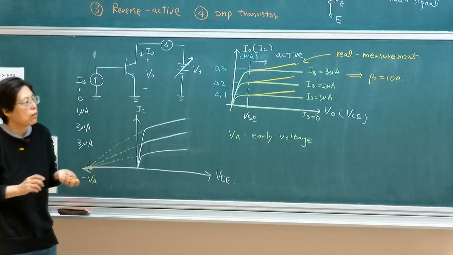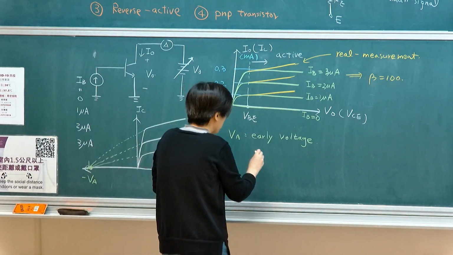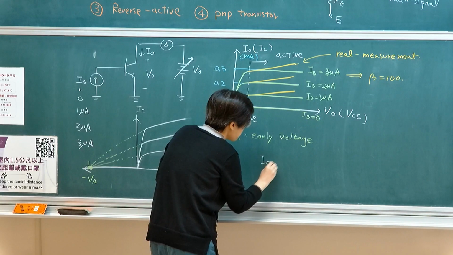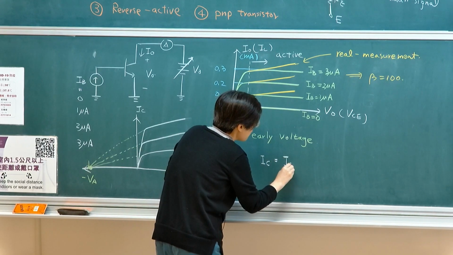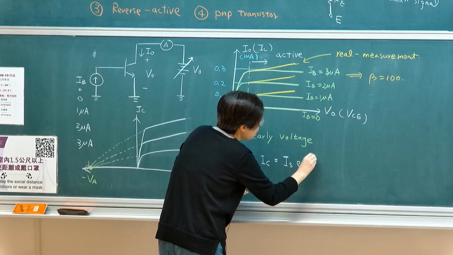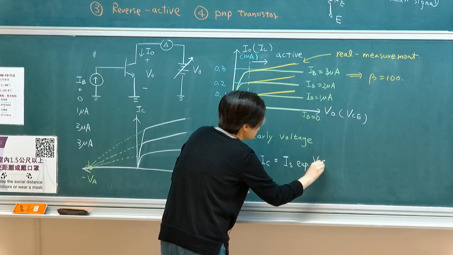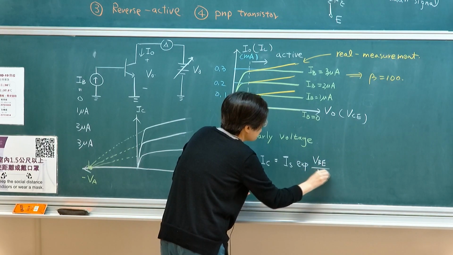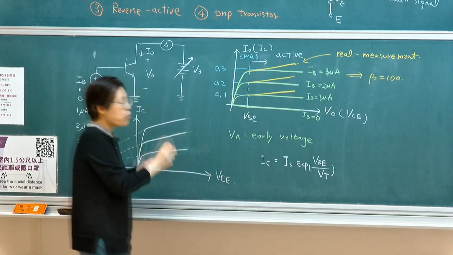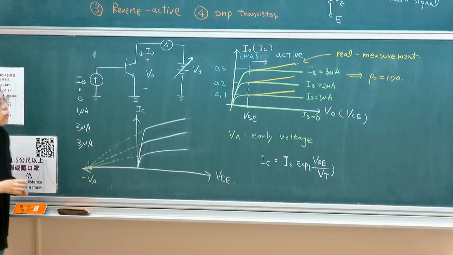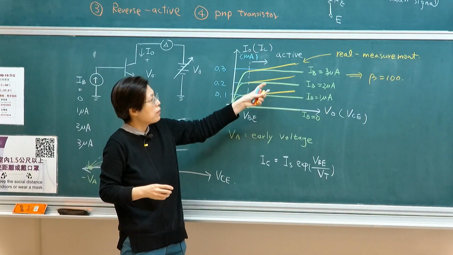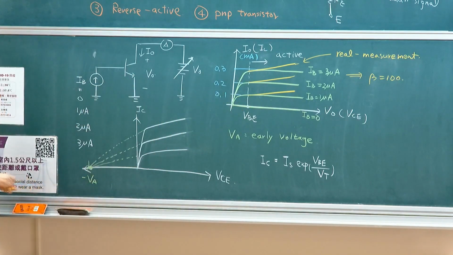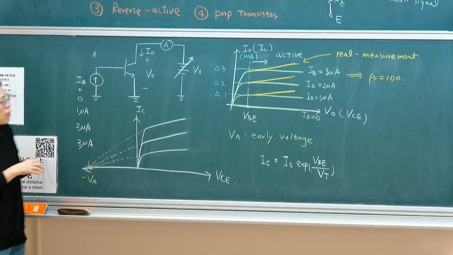So he wants to refine the model. Remember our previous model is IC equals IS exponential VBE over VT. Okay? So this is my original model. But the original model will give you the green line instead of the yellow, right? So you want it to be closer to the yellow line so that your prediction will not be off too much from the ideal model.